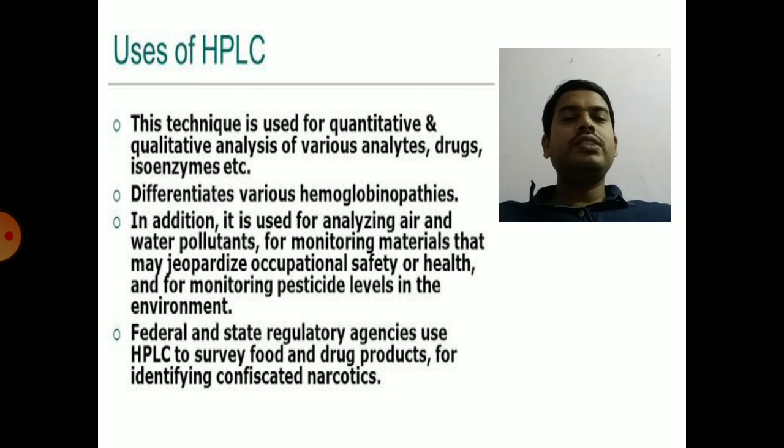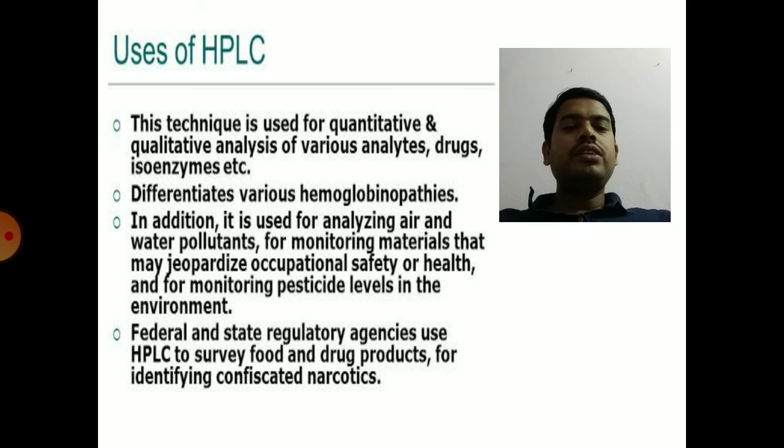Narcotics laboratories use this technique to identify the drugs that are present in the patient's serum. If you are drugged or using drugs or doped, then you can identify the doping compounds by using HPLC. It is also used to identify hemoglobinopathies, that means variations in hemoglobin like sickle cell anemia, and also fetal hemoglobin, adult hemoglobin, etc., by using HPLC.